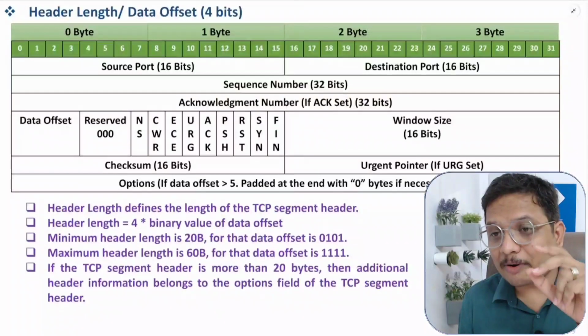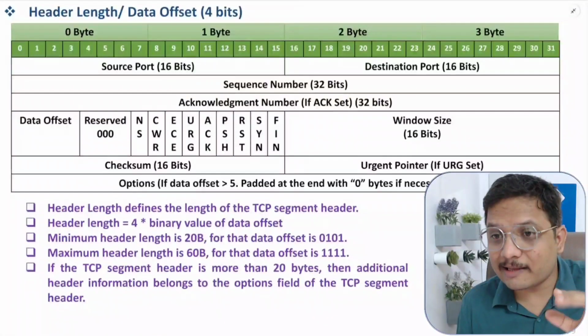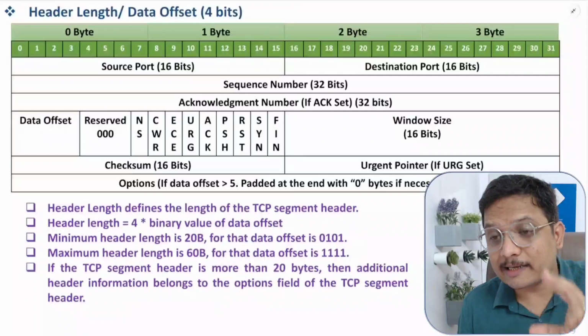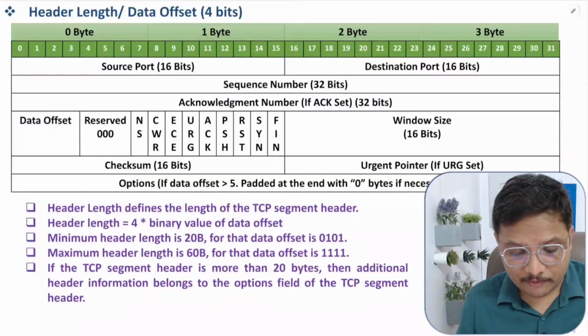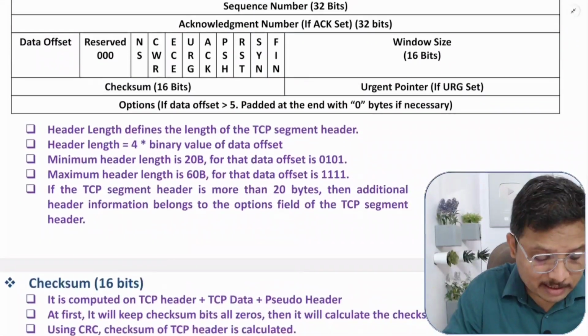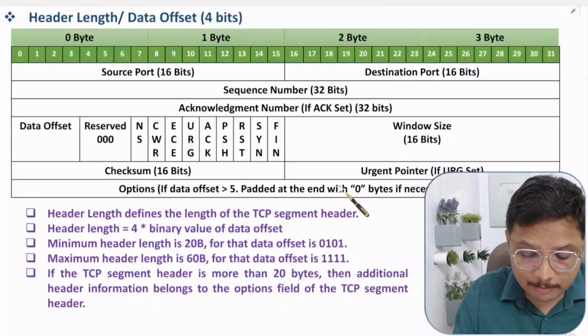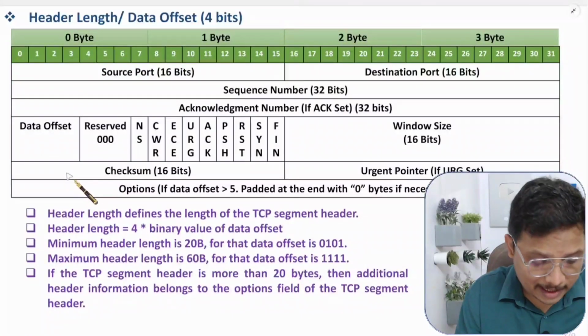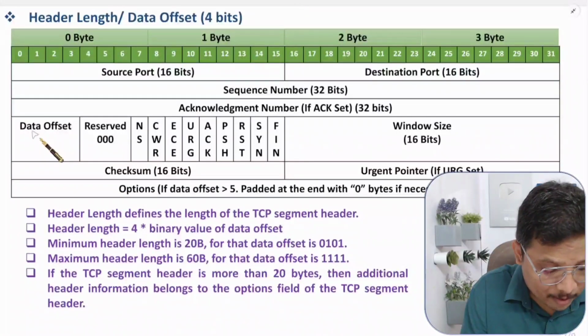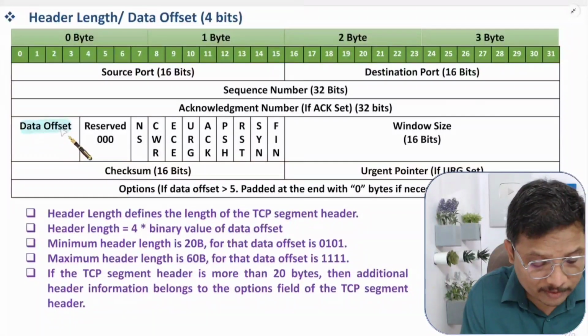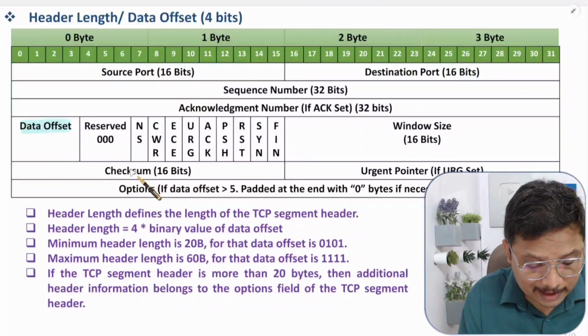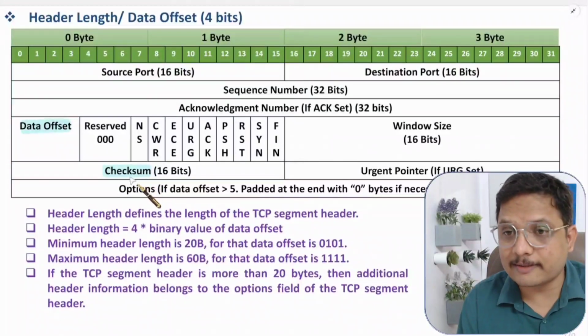In this video, I'm going to explain you header length and checksum of TCP segment header. If you observe, we are having TCP segment header over here. This is the complete TCP segment header. In that, I'll explain you how we have header length, that is also referred to as data offset, as well as how checksum is there in this video.